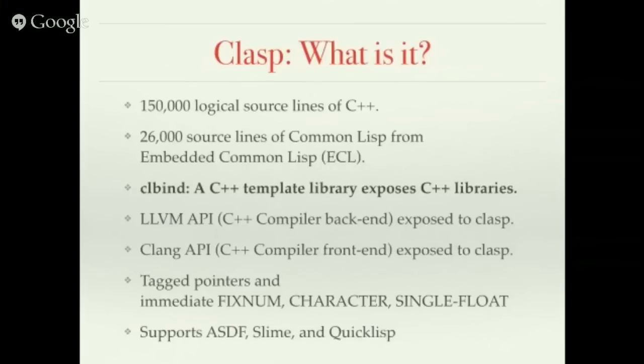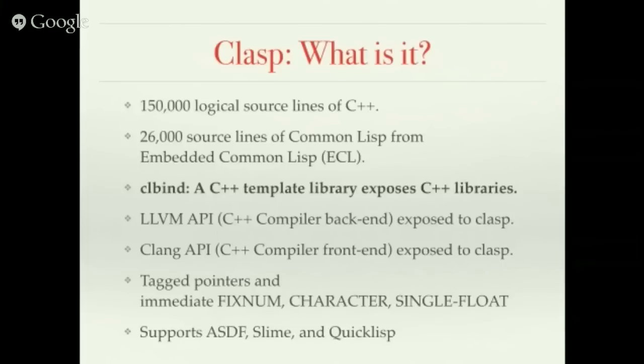So Clasp is about 150,000 lines of C++ code. There's about 30,000 lines of Common Lisp code that I stole from another implementation called ECL. And it's also a C++ template library that lets me easily expose C++ libraries into the Common Lisp environment. So it's sort of like Boost Python. I can just give it the name of a function in Common Lisp and a pointer to the function in C++, and at C++ compile time, it generates a wrapper function for it. And so it makes it very easy to expose C++ libraries to Clasp.